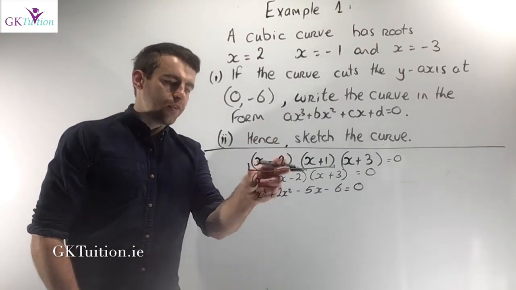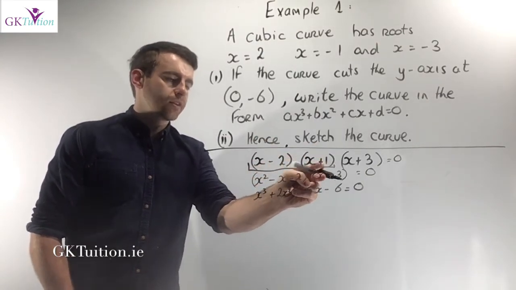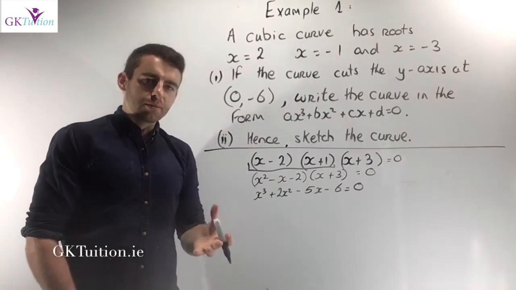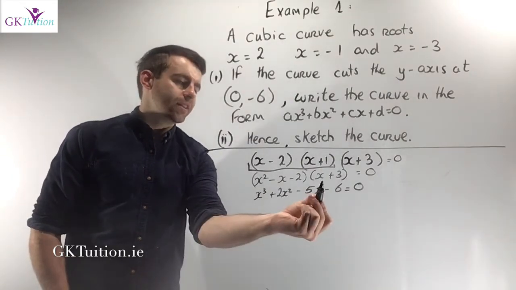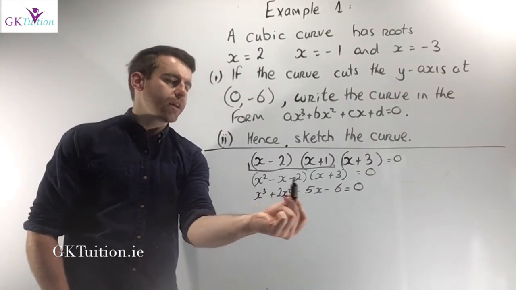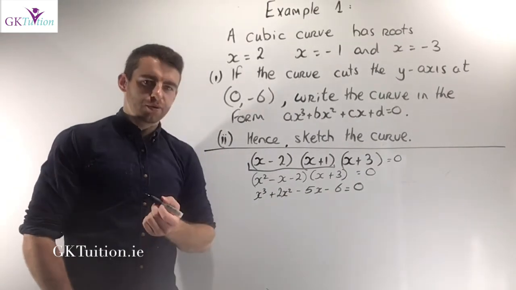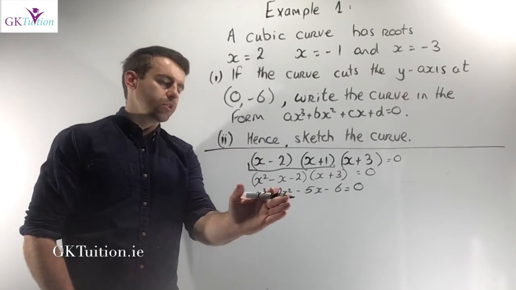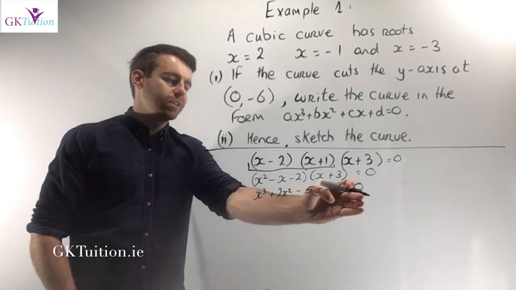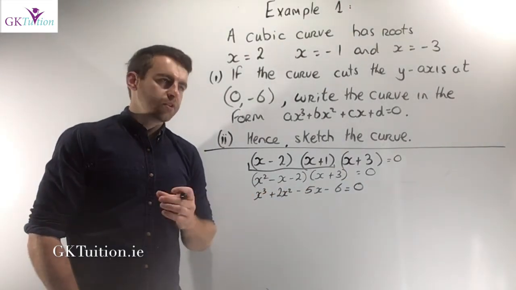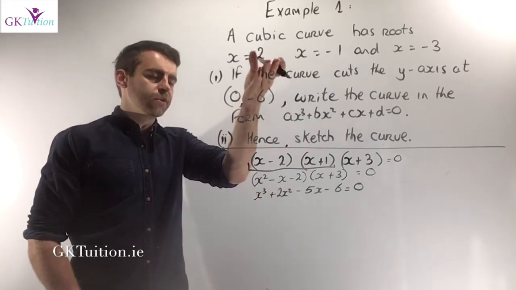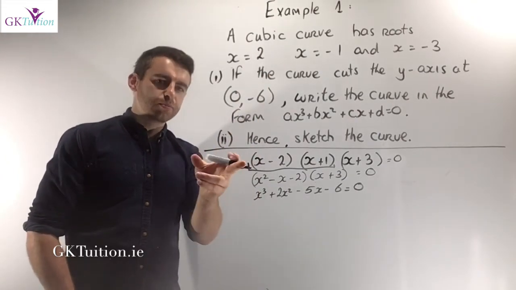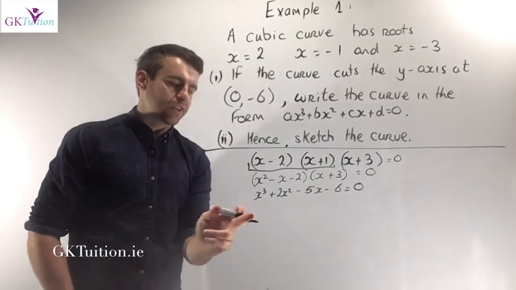Then we have to multiply that quadratic by the third factor, which is x plus 3. Probably the easiest way to do that is to take this x, multiply it by the quadratic, and then plus 3 and multiply it by the quadratic. And if you multiply that out, you should get x cubed plus 2x squared minus 5x minus 6 equals 0. So that tells me that if these are the three roots, then these are the three factors. When I multiply the factors by each other, I get this cubic.